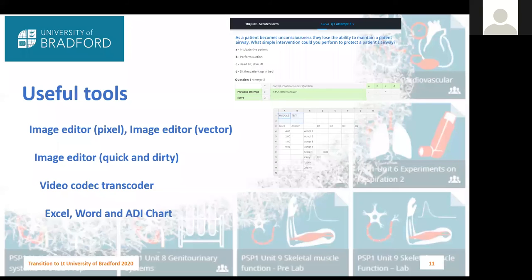For us, we use a pixel editor and a vector editor, so that we can do SVG files. SVG files are really nice in LT because they give you a nice crisp look to your experiment. They scale well. Wherever we can use vector images, we use vector images rather than pixel images. But obviously there's quite a lot of pixel images you use, particularly when you're recycling PowerPoint and that. And a really quick and dirty image editor for just doing color correction, cropping and scaling images, really useful.